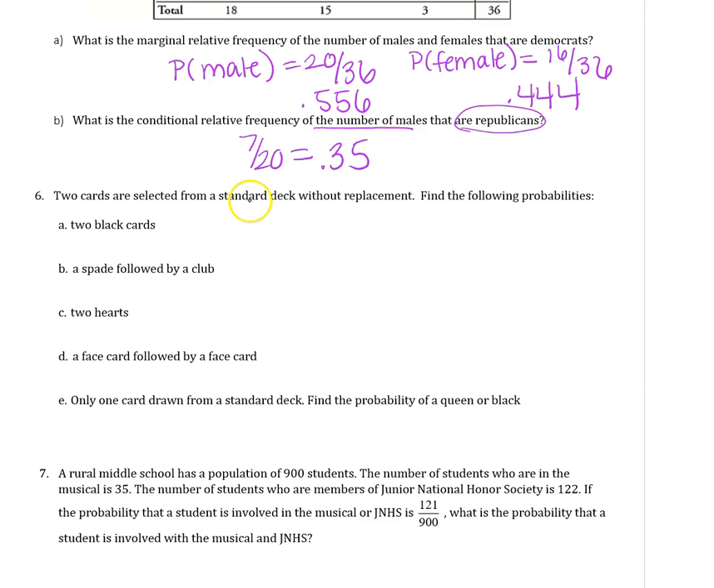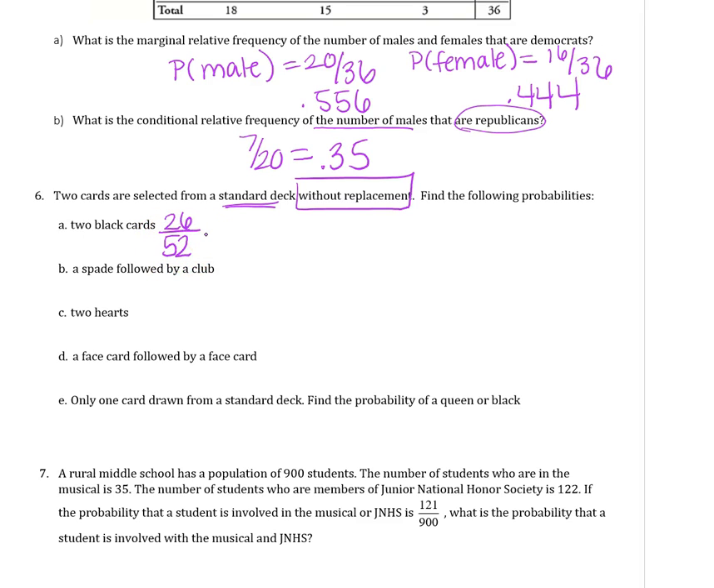Alright, so this next one is about a standard deck of cards, and you're pulling a card out without replacement. So that means that you're not putting the card back in the deck. Find the following probabilities. So the probability of taking 2 black cards. Well, half of a standard 52 deck is black cards. So that's 26 out of 52 cards.